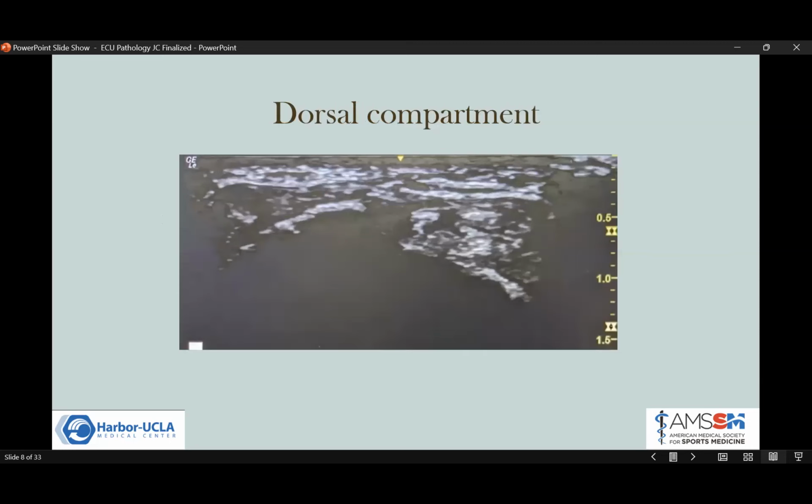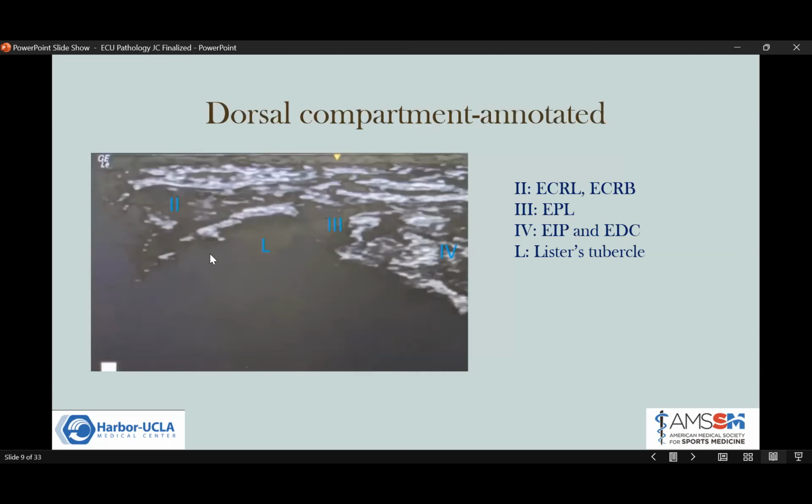So this is the dorsal compartment of the wrist. And when I label it, we have the Lister's tubercle labeled in L, which is our landmark. The second compartment, which contains the Extensor Carpi Radialis longus and brevis. The third compartment which has the EPL, and the fourth compartment containing the EIP and the EDC.